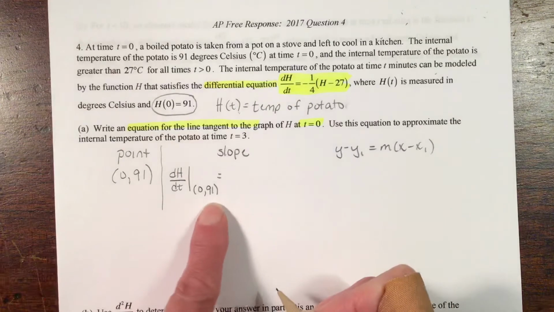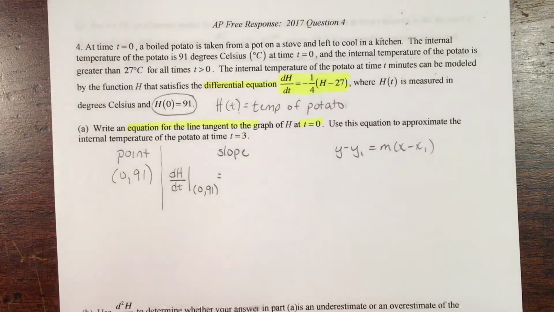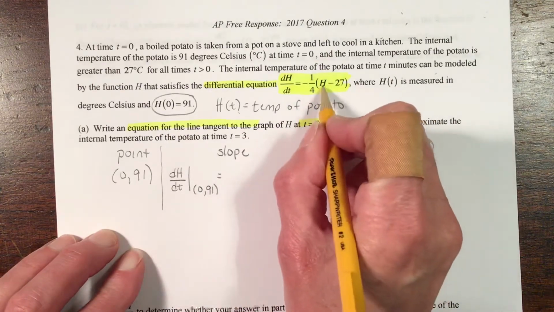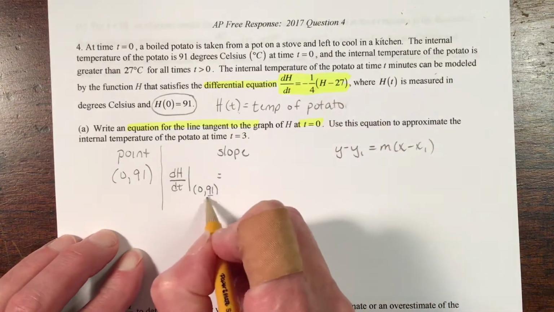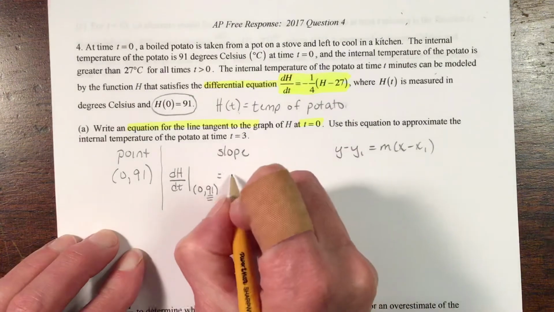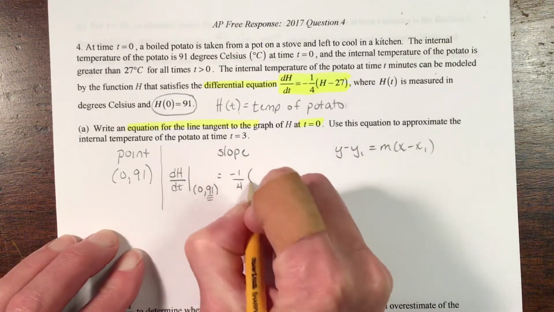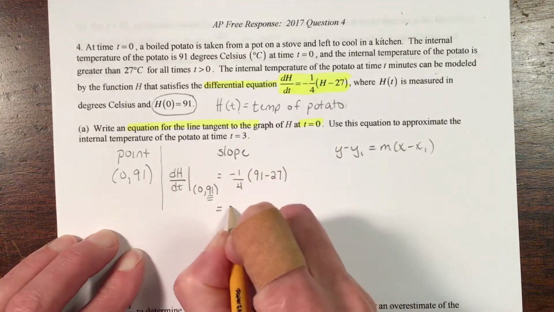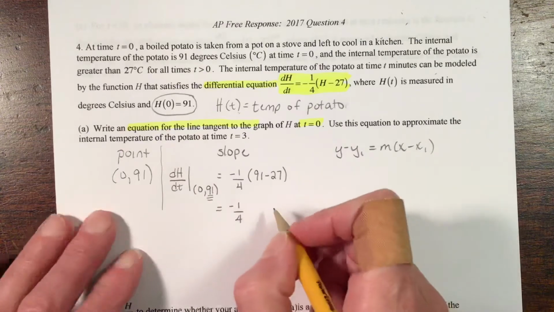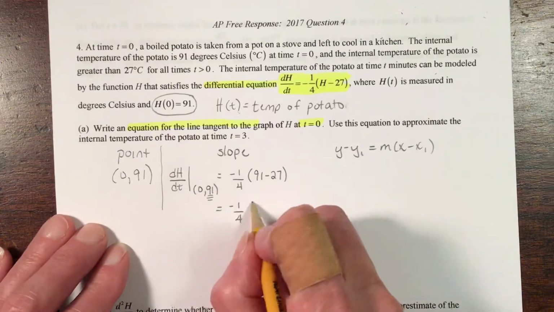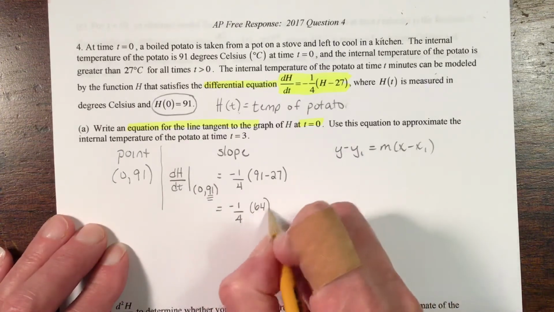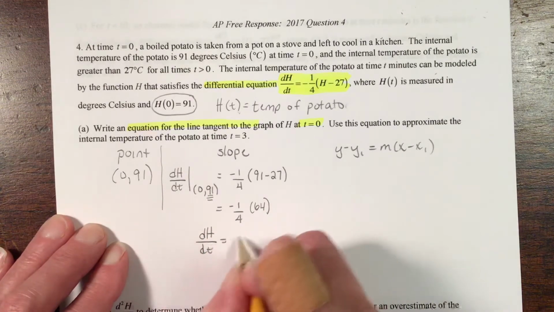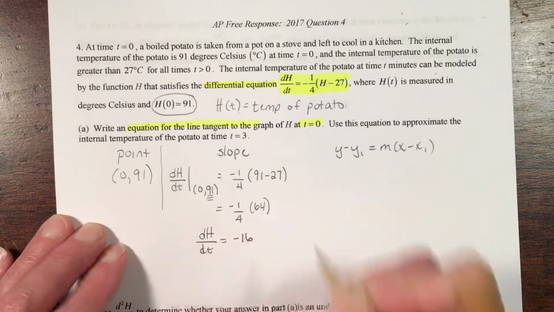Okay, so we're going to plug this point into that function. When I go to see how I'm going to do that, I realize I really only need the h value. So I really only need to plug in the 91. Negative 1/4 times 91 minus 27, negative 1/4 times this is 64. Oh, yes. So our slope, dh/dt, is -16.